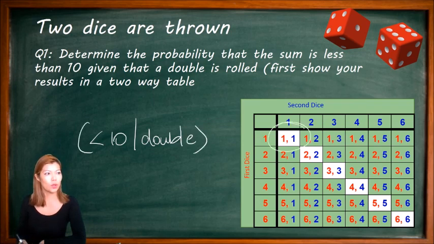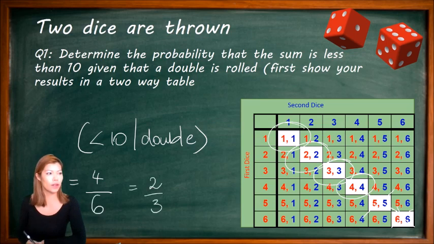So that adds up to 2, that adds up to 4, that adds up to 6, 8, or 10. 10 is not less than 10. So we have 4 that add up to less than 10 out of what we're allowed to pick, which is 6. So we can simplify this to be 2/3. So drawing a two-way table is very handy for this kind of question.